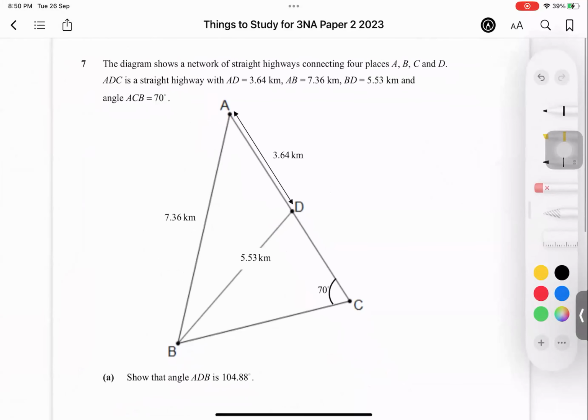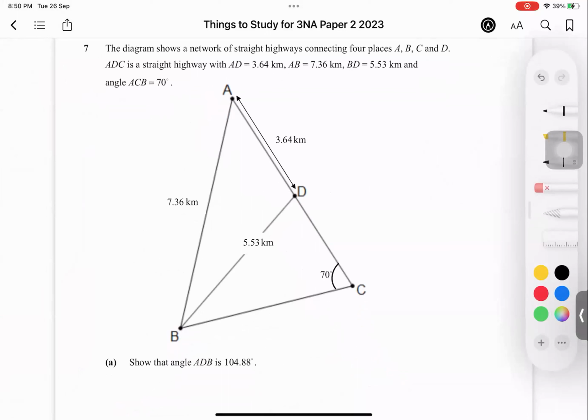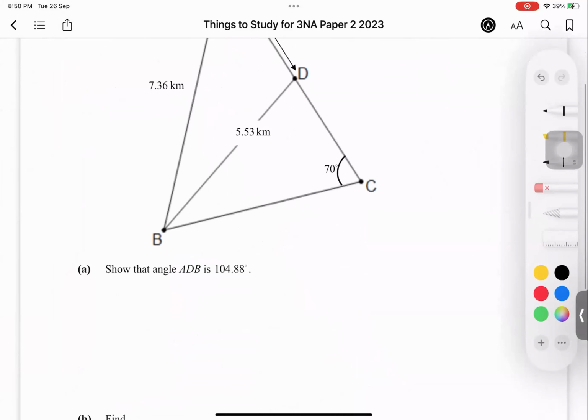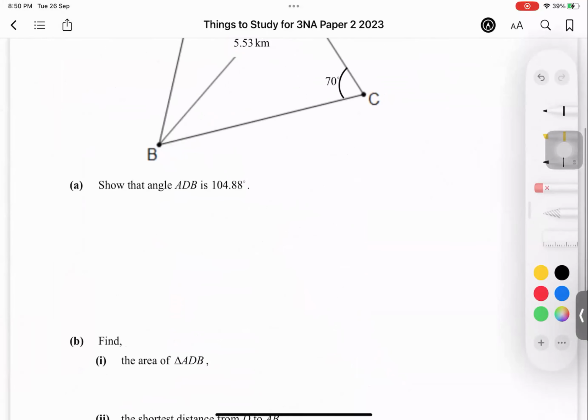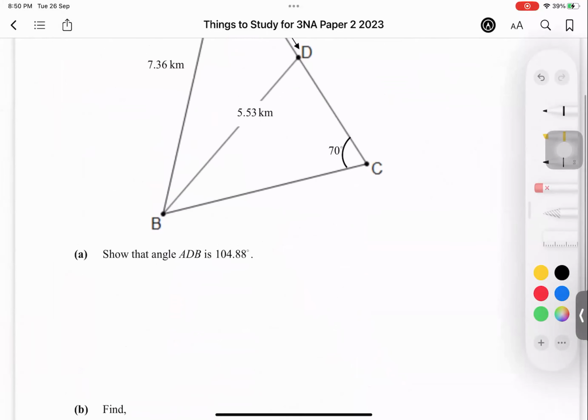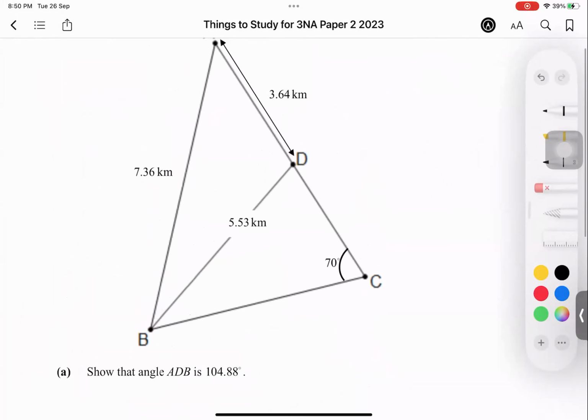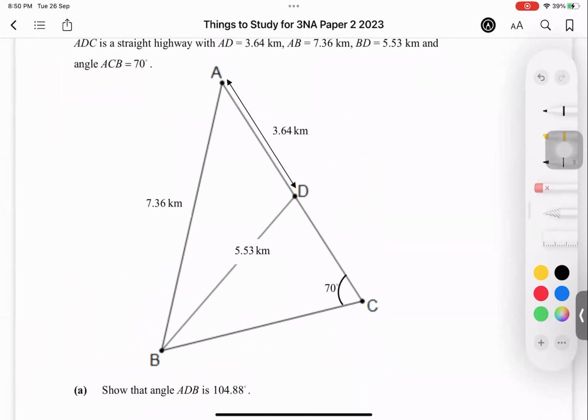Okay, first one over here, question number 7, right? I have given all the different lengths, 7.36 kilometer, 5.53 kilometer, and 3.64 kilometer, right? And I have an angle 70 degree. Show that the angle ADB is 104.88. Angle ADB is this angle over here, right?